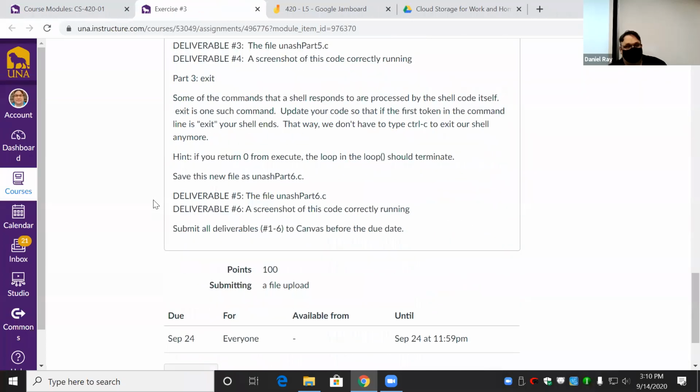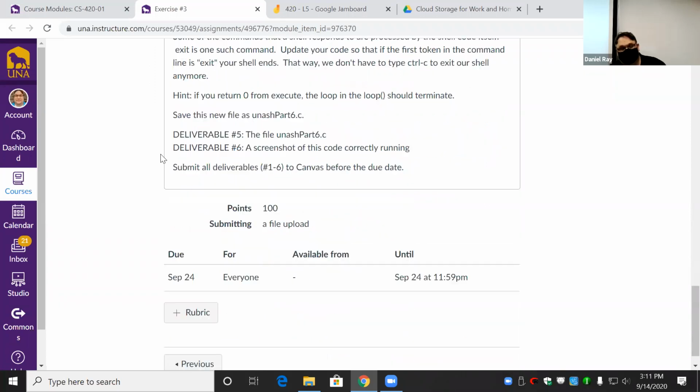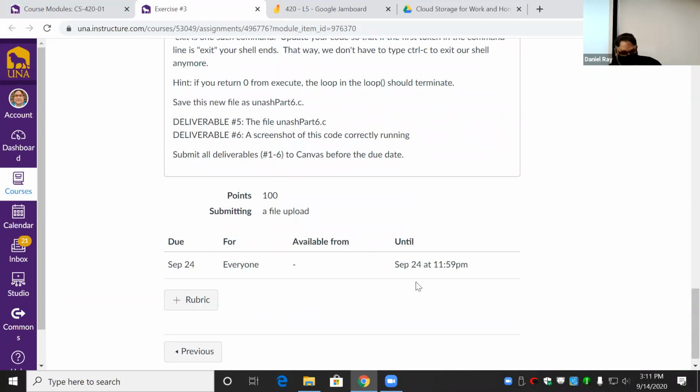So this is due, and then we're going to add the exit command as well to our shell so that we don't have to hit Control-C to stop the shell program running anymore. This is due a week from today, before midnight. Yeah, a week and a few days. So not Monday, but Wednesday of next week.